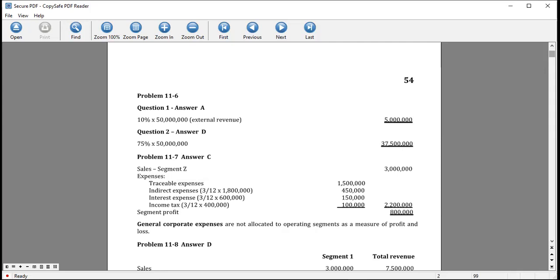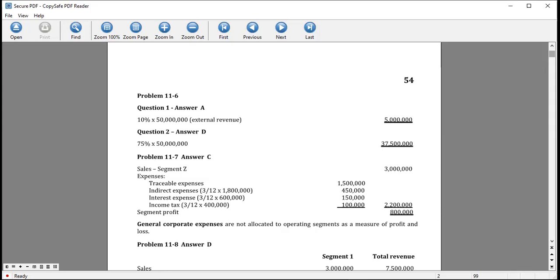What is the minimum amount of sales to a major customer in 11-6? The minimum amount of sales is 10% of 50 million. That's your minimum amount of sales to a major customer. So you exclude the inter-segment sales. So we now multiply 10% times 50 million.